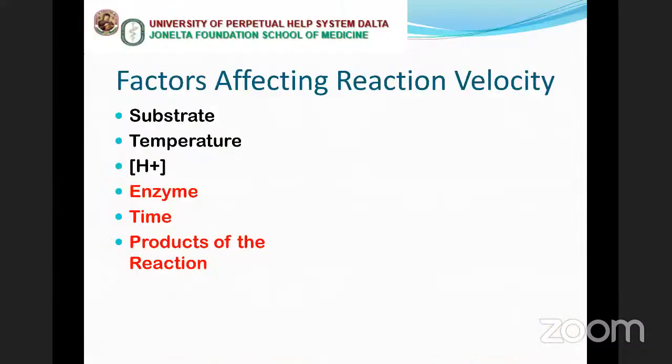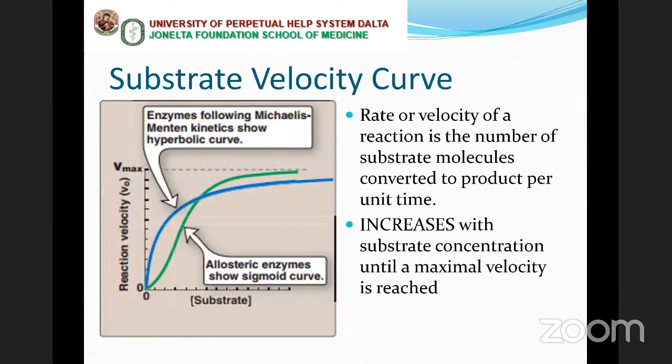So there are different factors that would affect reaction velocity. They are listed in this slide. Of course, the substrate would be one factor, temperature, pH, enzyme, time, and products of the reaction. Okay, let's go through it one by one.